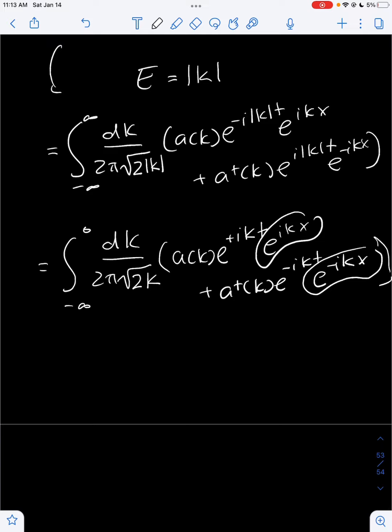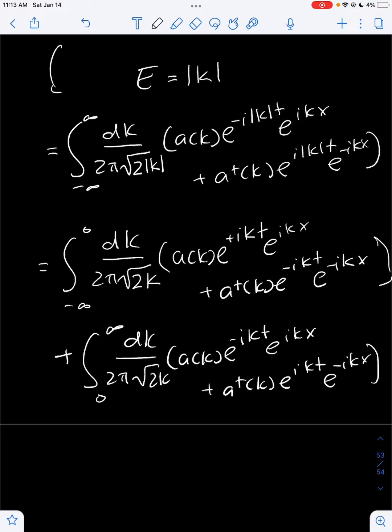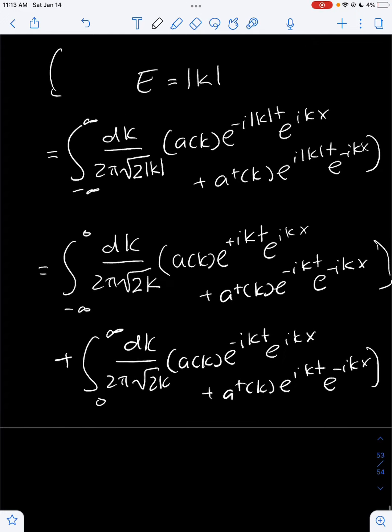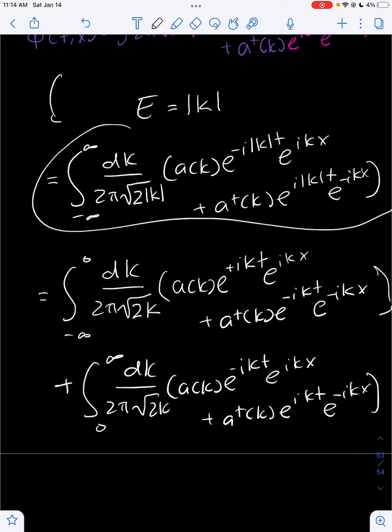So then it should be this plus the integral from 0 to infinity of dk, which is the same thing as before, a of k e to the minus i k t e to the i k x plus a conjugate k e to the i k t e to the minus i k x. Here we don't change this to be a positive because this is in the positive domain. So this plus this is going to give us this over here.